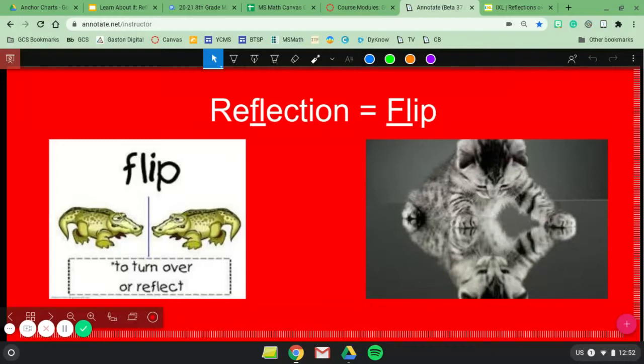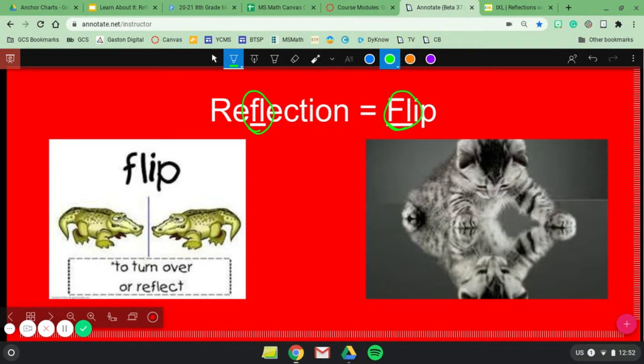Hey guys, I want to talk to you for a couple minutes about reflections. So reflections is another type of transformation, and the way I try and remember it pretty easily is a reflection is a flip. When you think about a reflection, you can think about your image in a mirror. That's a perfect mirror image or a reflection, but it's also just a flip of whatever image we're talking about.